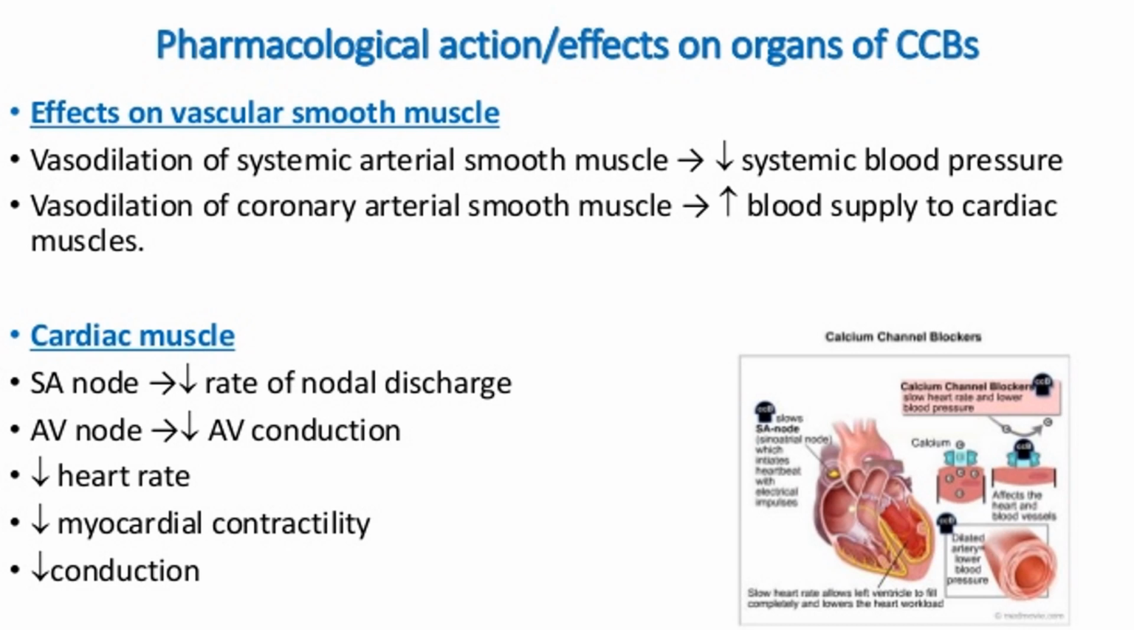Now what happens in cardiac muscle? At the level of the SA node, there is a decreased rate of nodal discharge. At the level of the AV node, there is decreased AV conduction. Ultimately, decreased heart rate, myocardial contractility, and decreased conduction. Here you may have a question: what are the effects of calcium channel blockers at different levels of cardiac muscle? So you have to memorize.